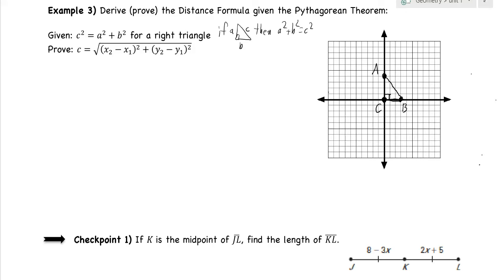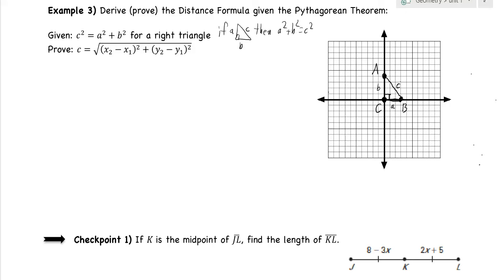So opposite the capital A, we're going to call that side length, the horizontal side, small a. Opposite the big capital B vertex point, we're going to name that length, the vertical length, B, using a small b. And opposite the C, the hypotenuse side, we're going to call that small c. Alright, so now we have some lengths which play into our given a squared plus b squared equals c squared.